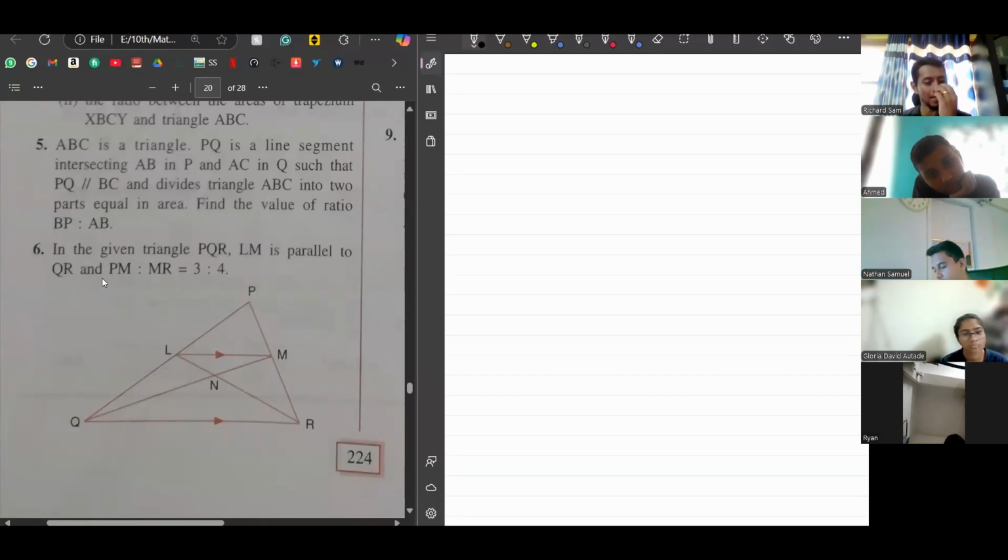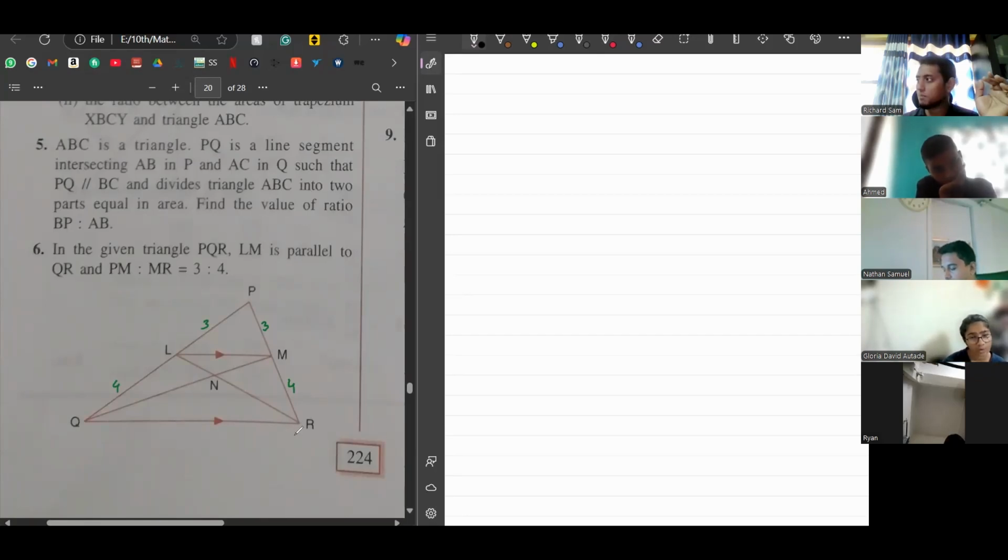Okay, that's it. And PM is to MR is 3:4. Okay. So PM is to MR is 3:4. So what else is 3:4 here? PL to LQ and PM to MR, also will be 3:4. And what about LM to QR?